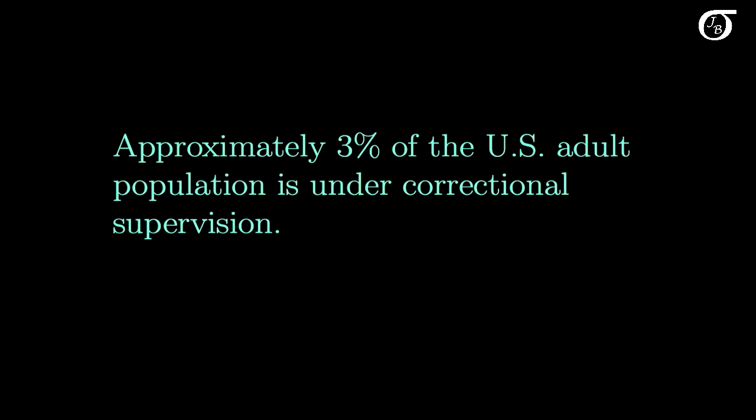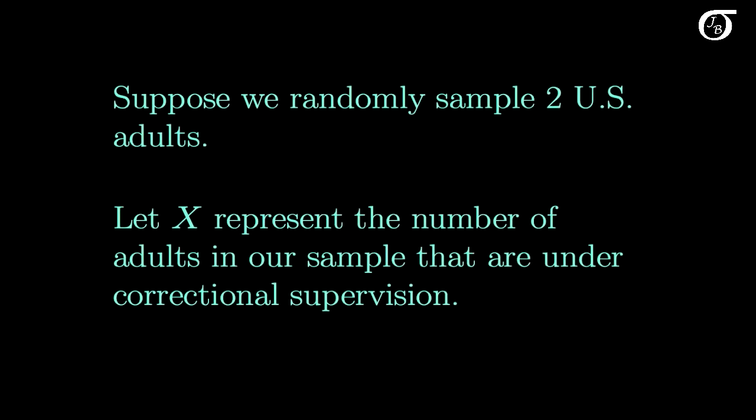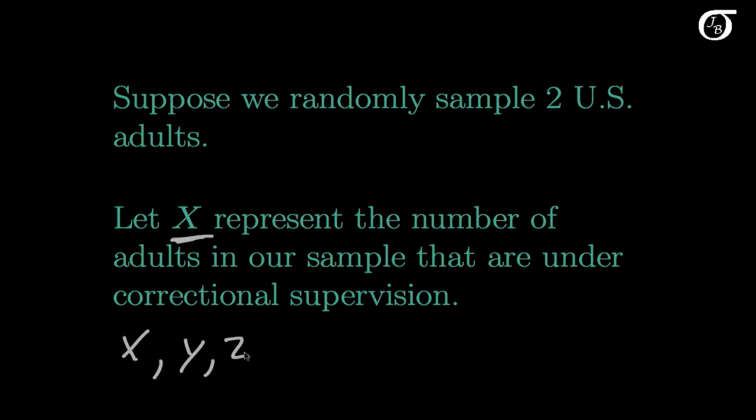Let's go back to discrete random variables and look at an example. Approximately 3% of the United States adult population is under correctional supervision, meaning they're either in jail or on probation or on parole. Now, this 3% is approximately true, but let's pretend that's exactly true for the purposes of this example. Suppose we randomly sample 2 U.S. adults, and we let capital X represent the number of adults in our sample that are under correctional supervision. We typically represent random variables with capital letters near the end of the Roman alphabet. So very often we have X or possibly Y or possibly Z.